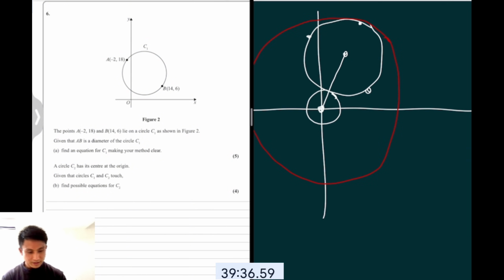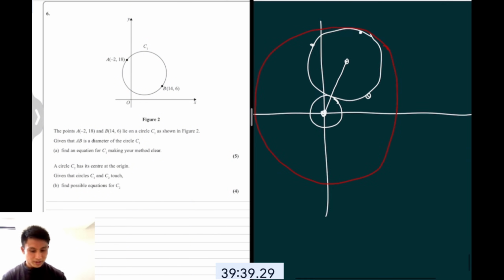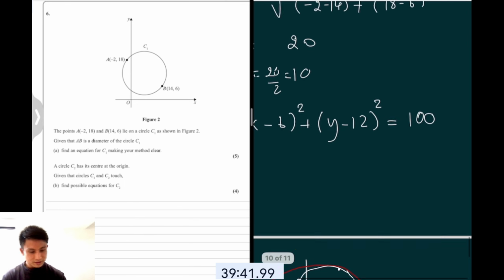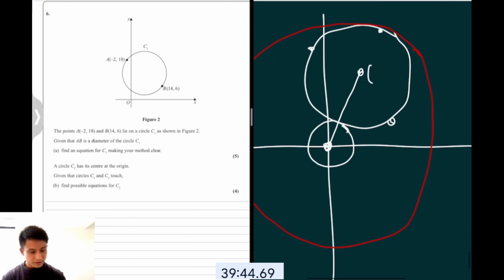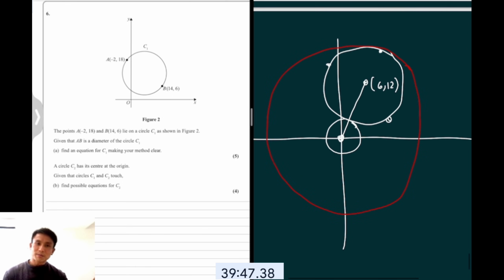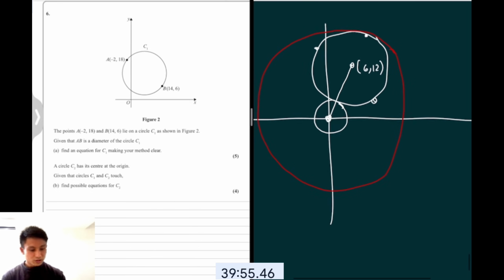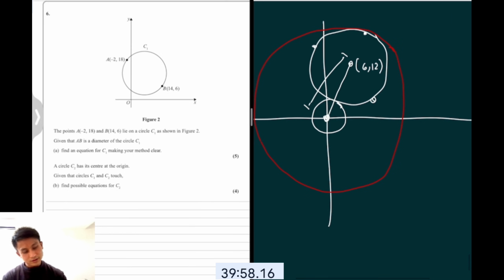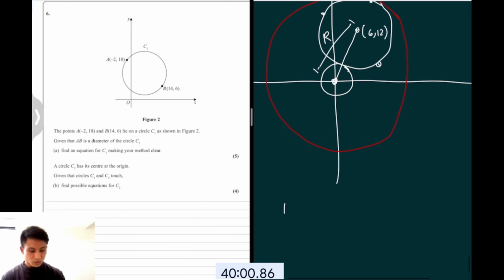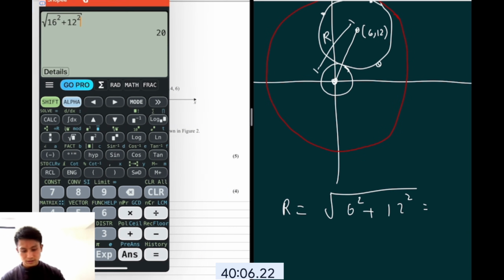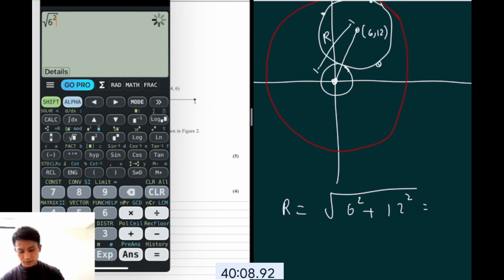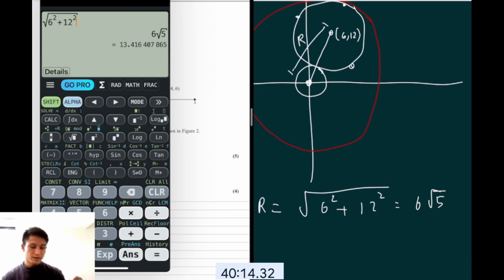So let's say this is whatever point, but this is basically the center of the first circle, which was 6, 12, right? And if you subtract the radius of the big circle, you're going to get the radius of the small circle. So basically, I'm just going to find that length right there first. Let's call that r, yeah? So r is just the square root of 6 squared plus 12 squared. That is 6 root 5, yeah?